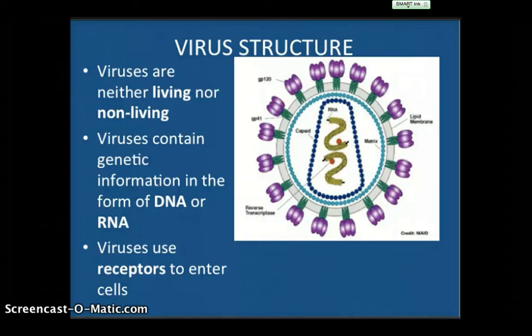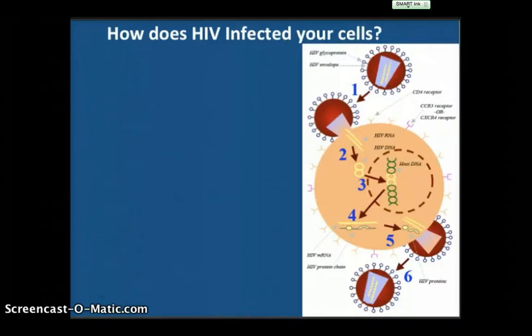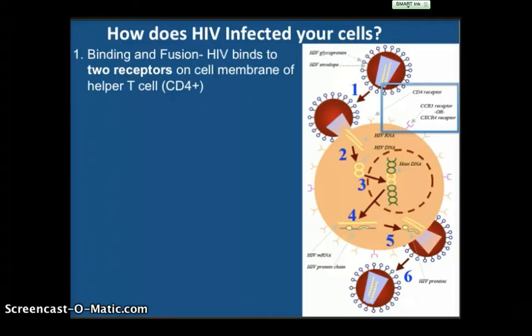So how does HIV infect your cells? Well, it does this in many steps. The first step is binding and fusion. HIV binds to two receptors on the cell membrane of the helper T cell, otherwise known as the CD4 cell. There are two receptors located on the outside, one called the CD4 receptor, and the other is either a CCR5 receptor or a CXCR4 receptor.